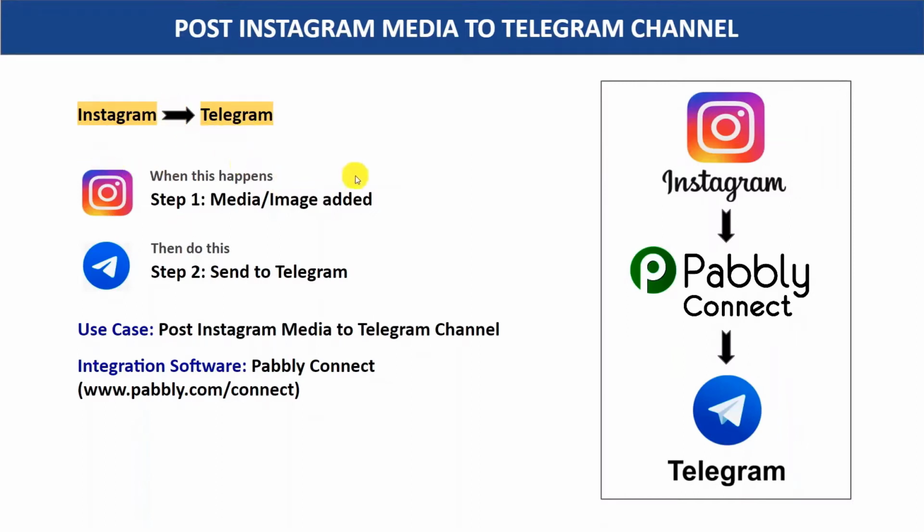That's why we are going to use an integration and automation software that is Pabbly Connect, with the help of which we will be able to connect Instagram with Telegram directly, so that whenever a new image or a media is uploaded on Instagram, it will automatically get posted on Telegram too. And let me mention that the process that we are going to learn in this video requires no coding skills or programming knowledge. So let's begin with an example.